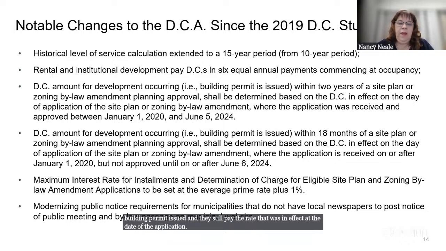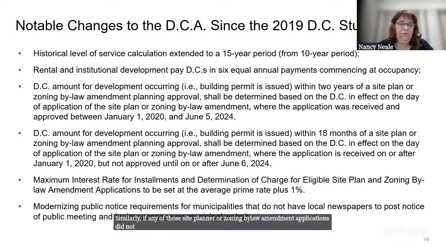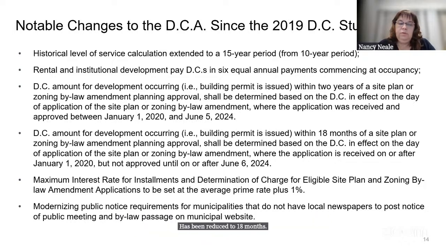Similarly, if any of those site plan or zoning bylaw amendment applications did not receive approval by June 5th, 2024, but have received approval as of June 6th, 2024 or going forward, that 2-year window between approval and building permit application has been reduced to 18 months, but it's still frozen at the date the application came in.